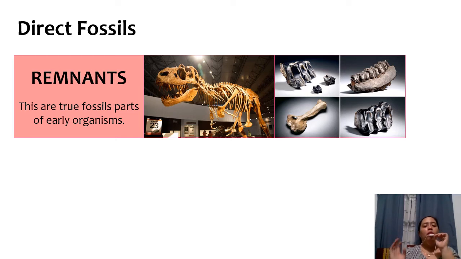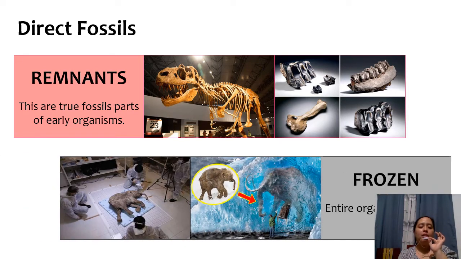Ibig sabihin, remnants are direct fossils that are tangible. Nahahawakan mo, nakikita mo. Like bones, like teeth. Basta lahat ng tungkol sa organism mismo. Okay? The next that we have are frozen fossils.